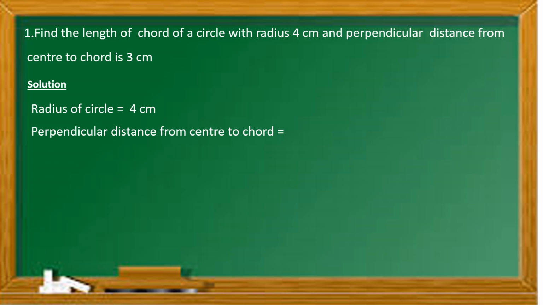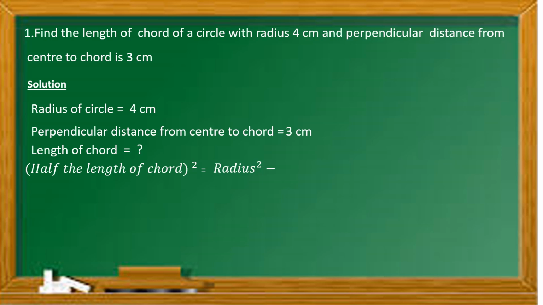Perpendicular distance from center to chord is given as 3 cm. Then, what we need to find? Yes, we need to find the length of chord, isn't it? So how will you find? Yes, we have the formula that half the length of chord square equals, complete it. Yes, radius square minus perpendicular from the center to the chord the whole square.